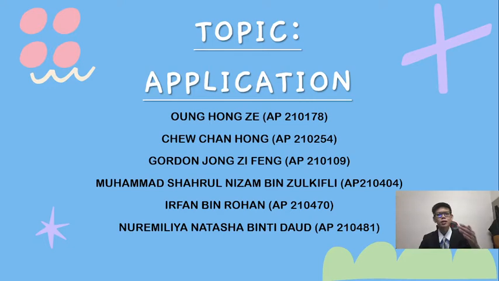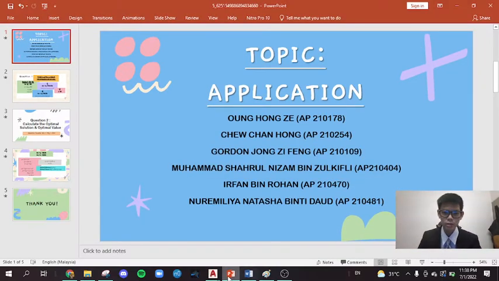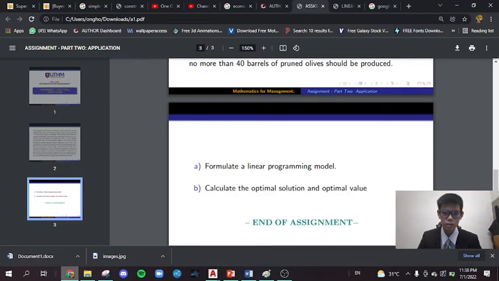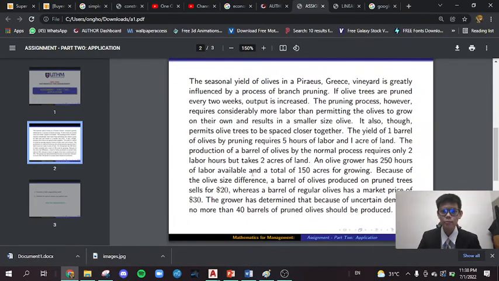Before we get into the solution, let's look at the question. I will read it for you. The seasonal yield of olive in a Pyrus vineyard is greatly influenced by a process of branch pruning. If olive trees are pruned every 2 weeks, output is increased.